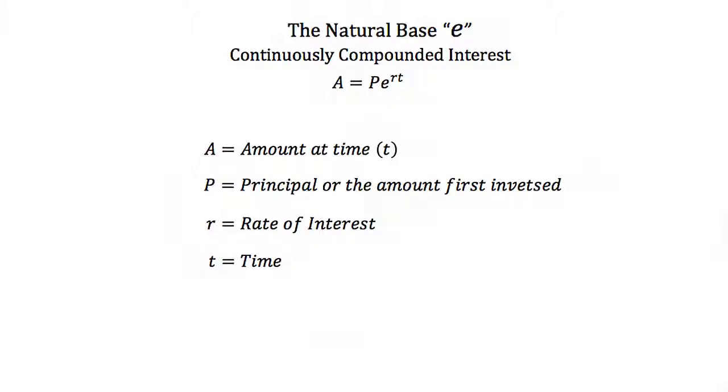The most common type of exponential growth and decay problem that is continuous is a continuously compounded interest problem. Here we're given the formula for a continuously compounded interest problem. This is A is equal to P times e to the rt, where A is the amount we have at any given time, P is our principal, or the amount we first invest, r is our rate of interest, and t, of course, is time.